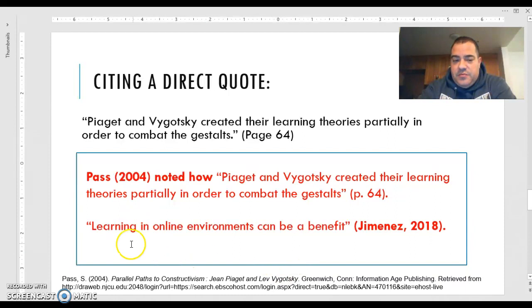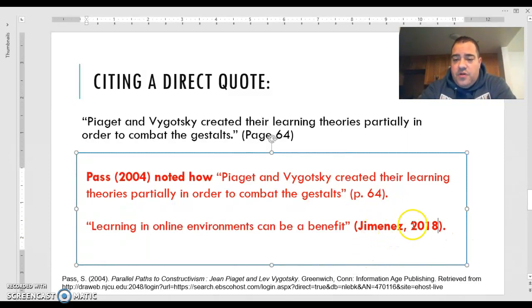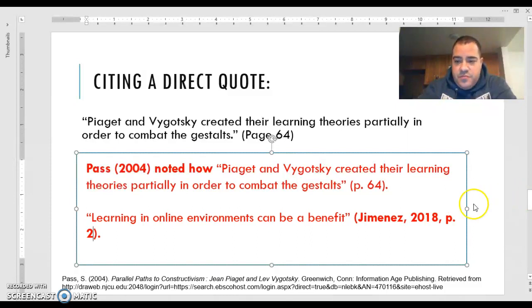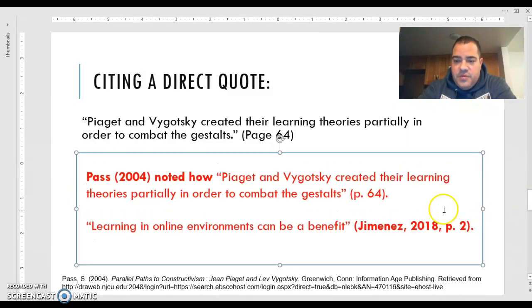Now in this example, I purposely did this incorrect so that I can show you why it's incorrect. This is a direct quote. Learning in online environments can be a benefit, followed by that citation. Although you include the citation, this would be wrong. Why? Because there's no page number. So let's say this is supposed to be on page 2. So you have your author name, comma, year, comma, space, page 2. Just going to make this a little bigger to keep it all on one page.